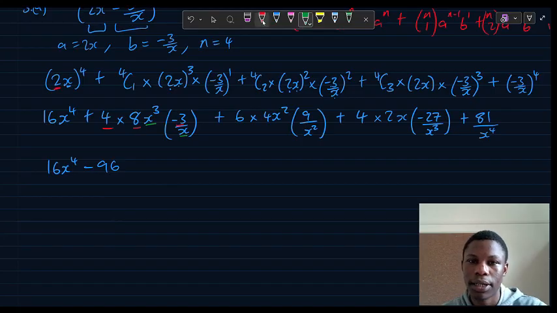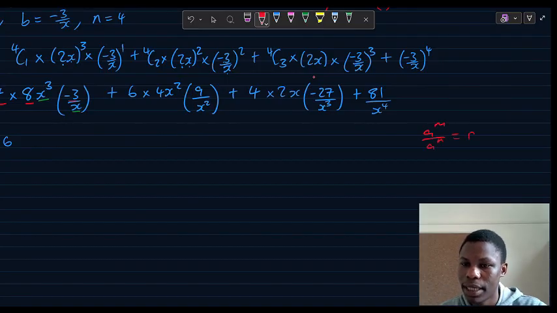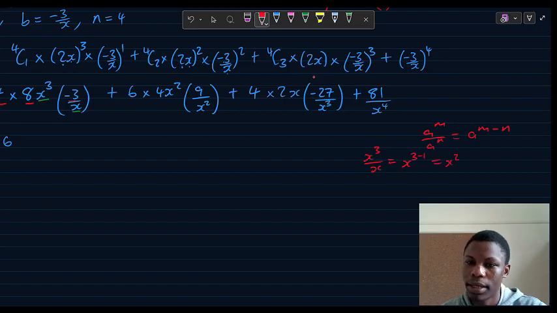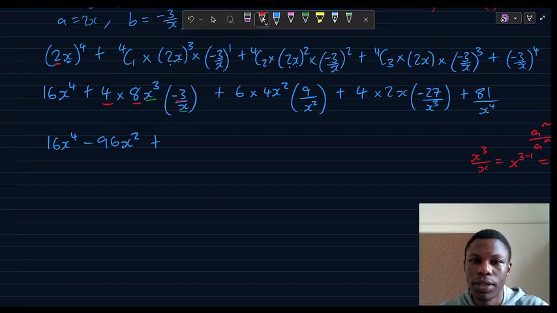Let's say if you've got a to the power of m over a to the power of n, this is going to be a to the power of m minus n. In our case, we've got x cubed over x, which should be x to the power of 3 minus 1, which is x squared. Okay. So that's going to be x squared plus, and we'll continue to do the same thing.